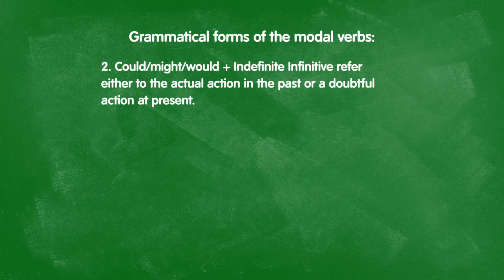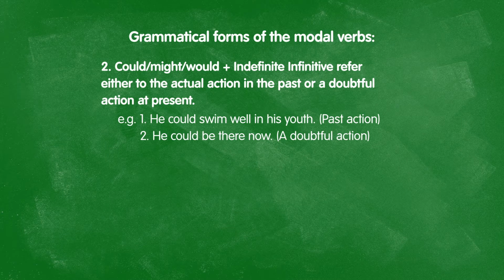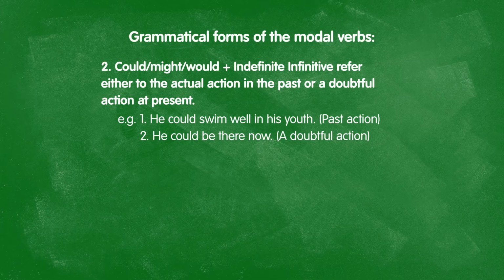Now, could, might, or would with indefinite infinitives are used to refer to either actual actions in the past or doubtful actions in the present. For example, he could swim well in his youth. Here, I'm telling you that when he was young, he had the ability to swim very well. I don't know about now, though. Or, he could be there now. Now, this is a doubtful or a possible action, depending on the context. But all I'm letting you know is that it is possible that he is there now.